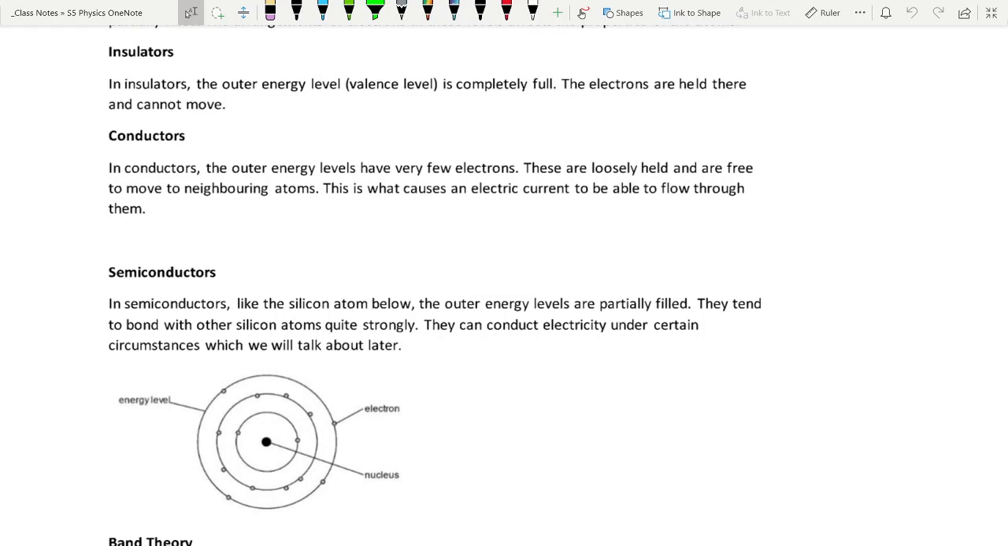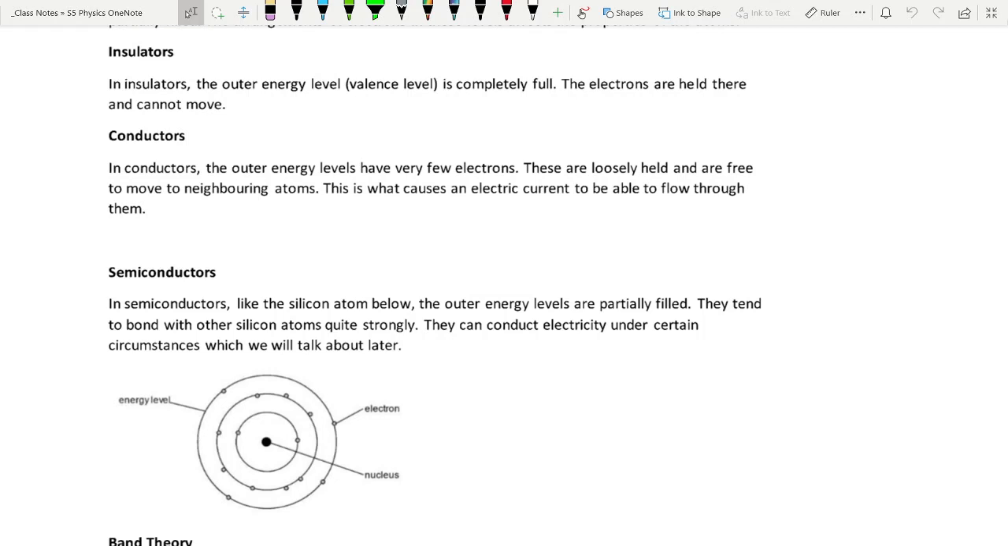So in an insulator, the outer energy level, the valence level, is completely full, okay? And the electrons are held there, they cannot move. Okay, there are some situations where you can force them to move, but generally they are insulated, the electrons cannot move. So what we have there is a full energy level, and we call that the valence level. It's the outermost full energy level. Okay. Above that, so a higher energy, we can have a conduction level, a conduction band even.